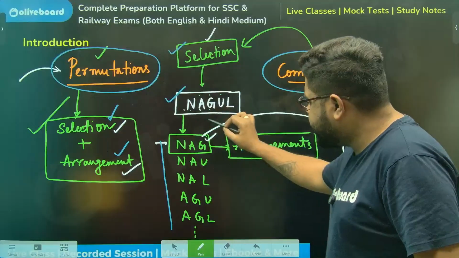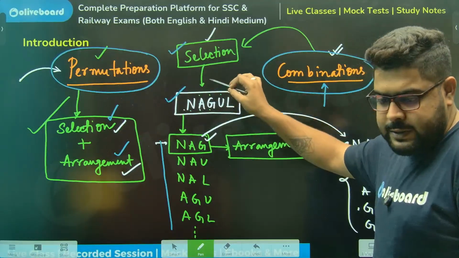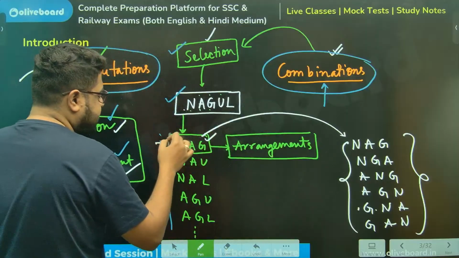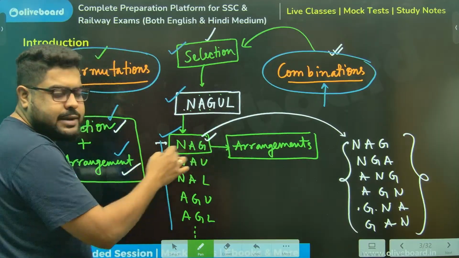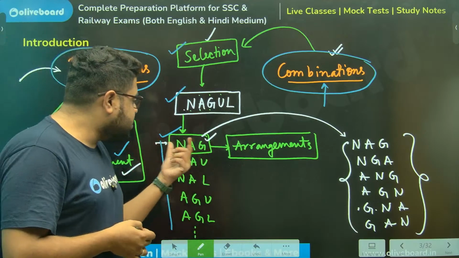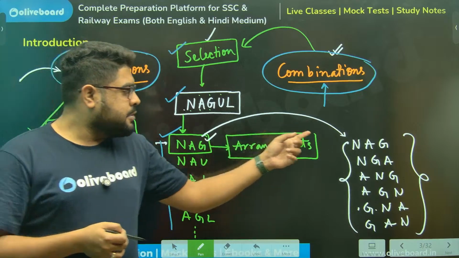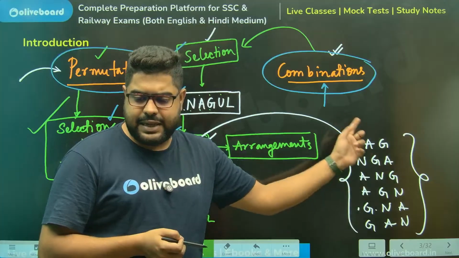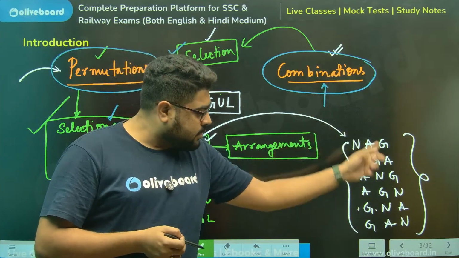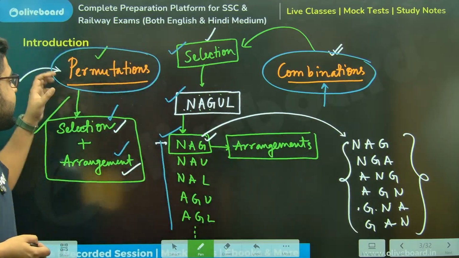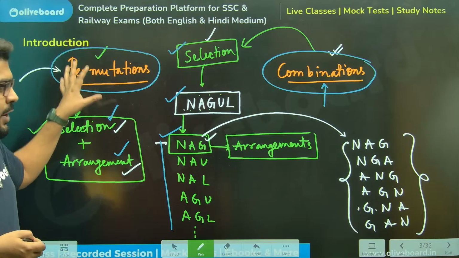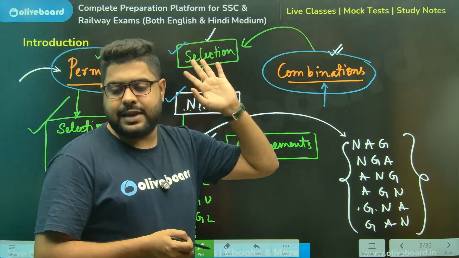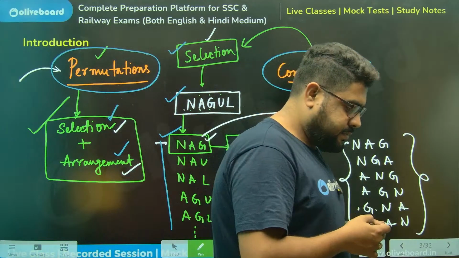So it will select these three letters out of five. Then it will also say, you have taken three letters, now they can also rearrange among themselves. It can be NAG, then NGA, ANG, and there are so many ways. So those will also be done in permutation. Permutation is selection as well as arrangement. Combination is only selection. Done.